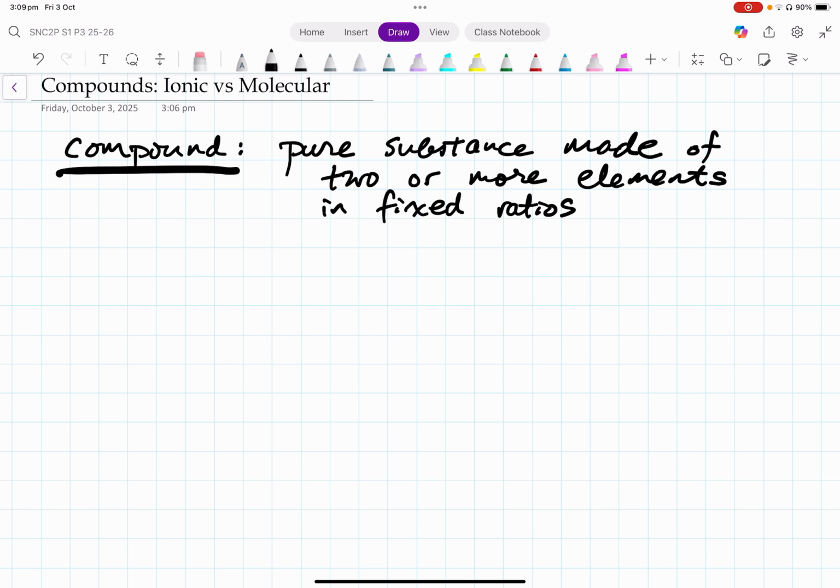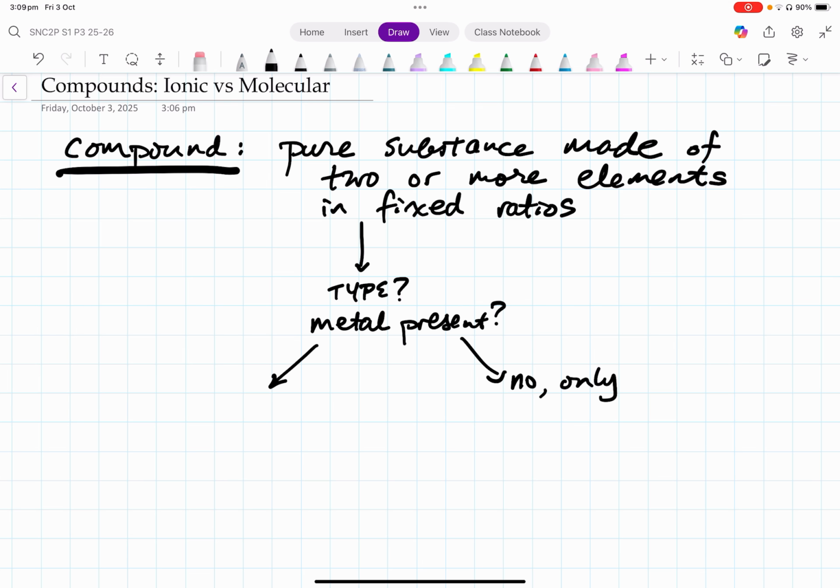What determines that? The first thing we have to figure out is what kind. Is it ionic or molecular? So we can just ask, what type of compound are we dealing with here? The first question we've got to ask is, is there a metal present? And if the answer is no, only nonmetals, then you've got yourself a molecular compound.